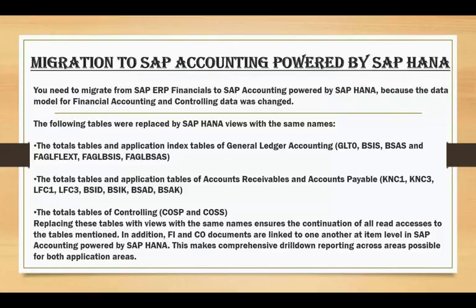The total tables and application index tables of general ledger accounting. Normally, as finance people, we know very well. So there are different types of tables. The total tables and application tables of accounts receivables and accounts payables, because the general ledger, accounts receivables and accounts payable are a major part of finance.